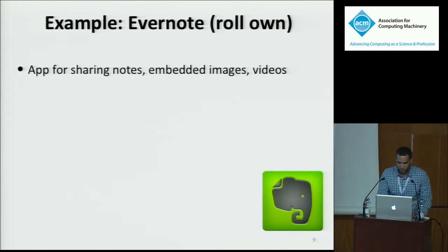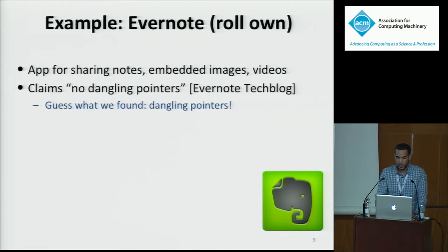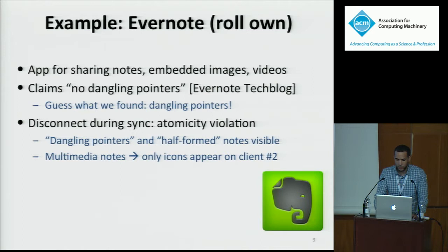The first app you might recognize is a note-sharing app called Evernote. Evernote allows users to embed rich media into their notes, and their tech blog claims that there are no dangling pointers possible. But guess what we found? In fact, we were able to create dangling pointers by forcing a disconnect during the sync of a rich media note with embedded objects. And this is supposed to be a popular commercial app, and it should be pretty good.